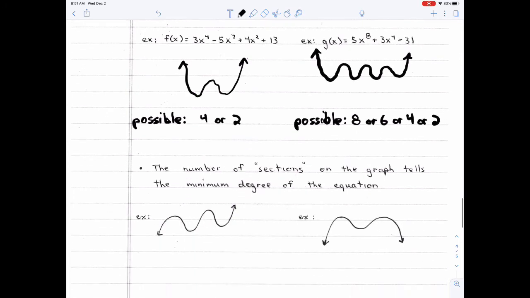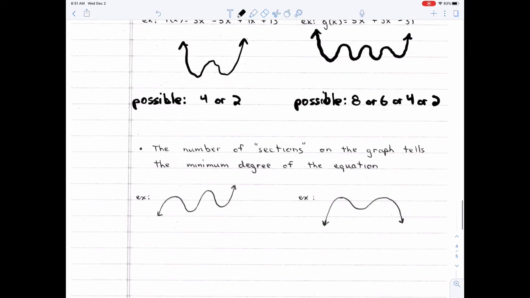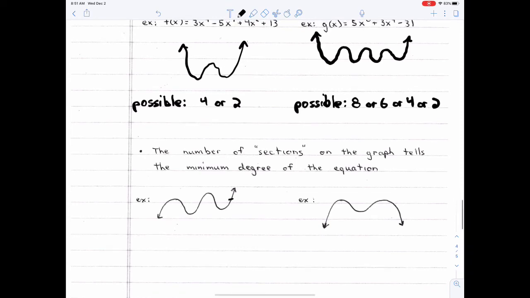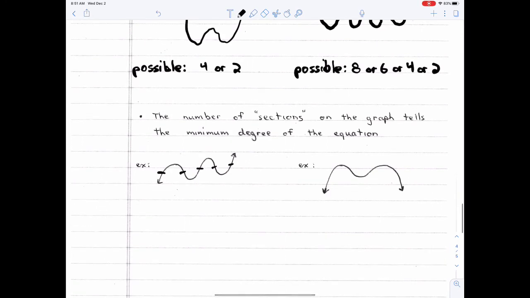Okay? Now, if we're looking at the graph and going the other way and telling the degree, the number of sections on the graph tells the minimum degree. So here, on the first problem, there's 1, 2, 3, 4, 5 sections on this graph. So what's possible is that this is x to the 5th power, or x to the 7th. It could be an x to the 7th, or x to the 9th, or 11th, 13th, et cetera, et cetera.